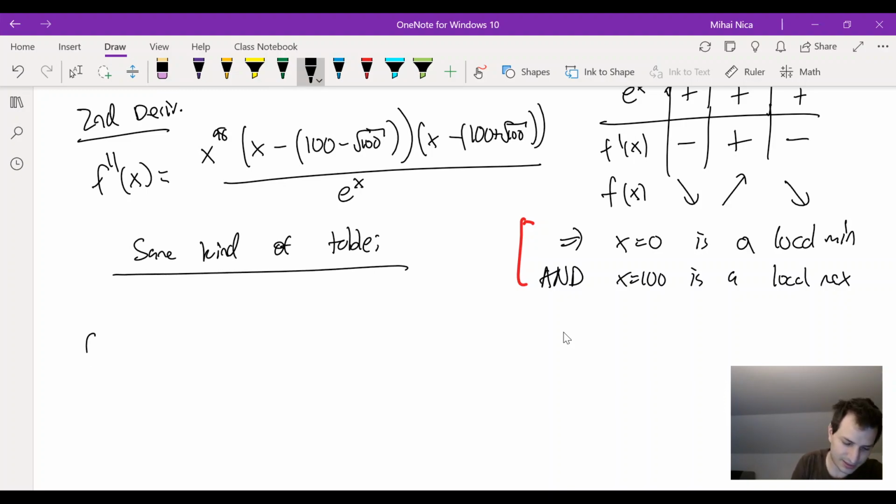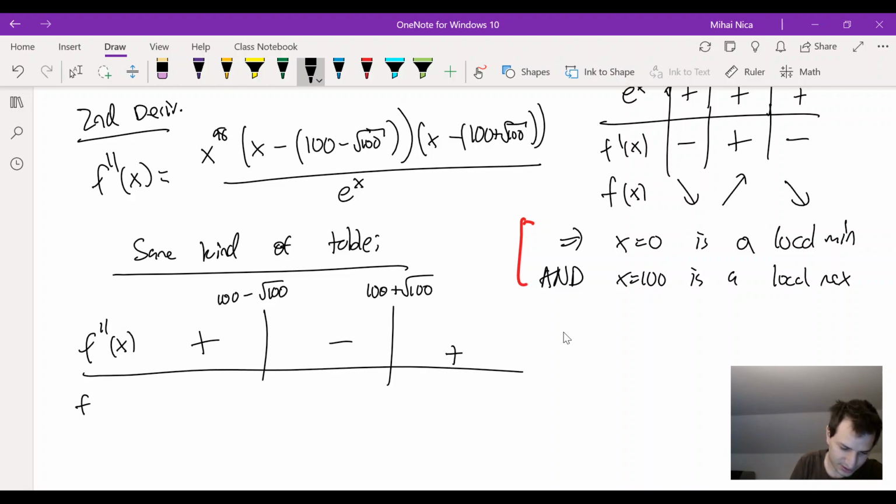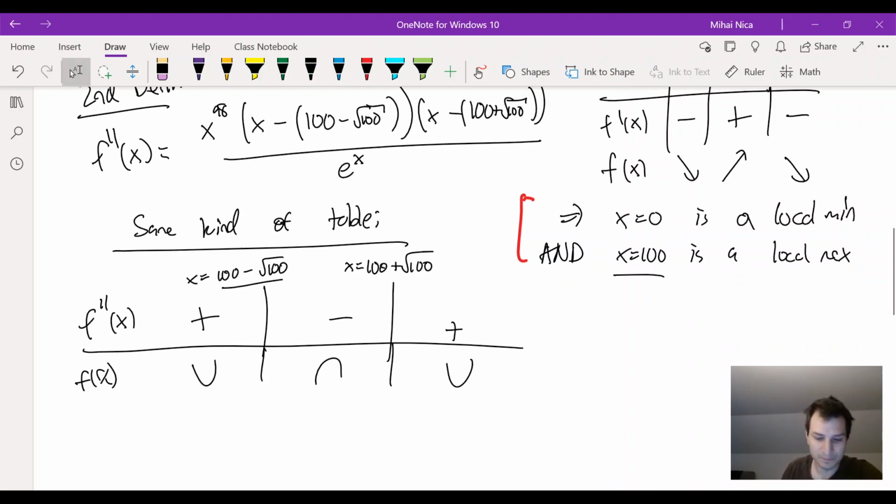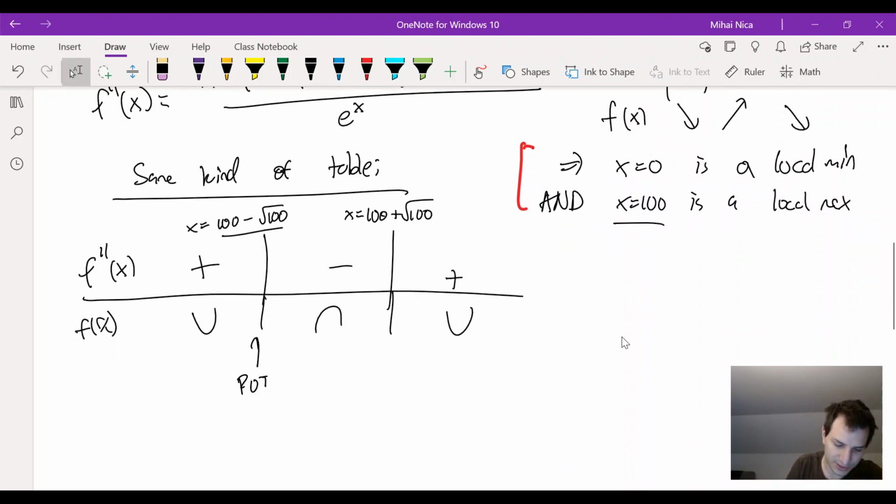But what you'll get at the end of the day is that the second derivative goes positive, negative, positive at these 2 points, 100 minus square root of 100 and 100 plus square root of 100. And that means that the function is concave up and then concave down and then concave up again at these 2 points. So this is 90 and this is 110. So 90 and 110 are the interesting points, and x equals 100 is a local maximum. So these are the points of inflection here, at 90 and 110.